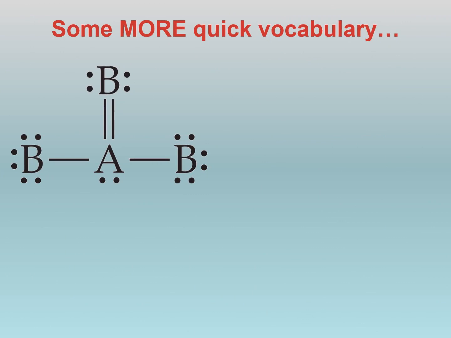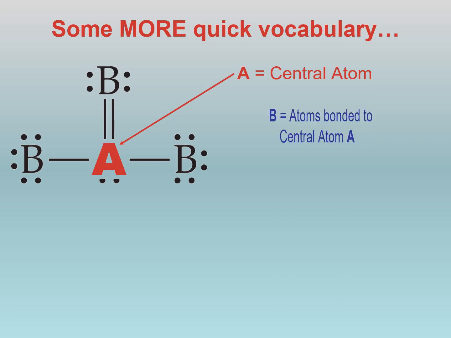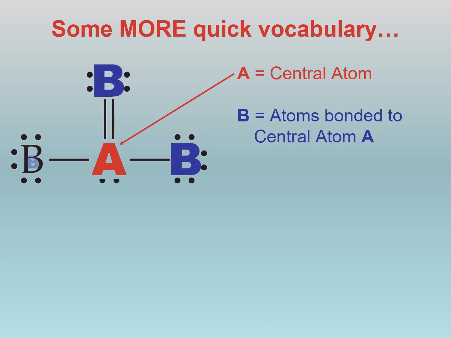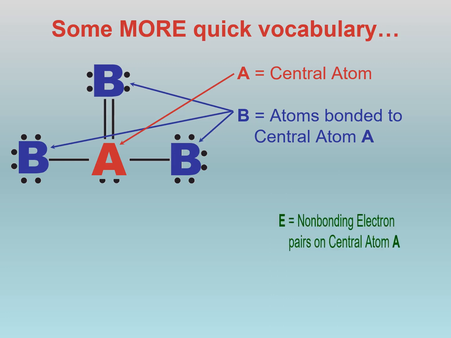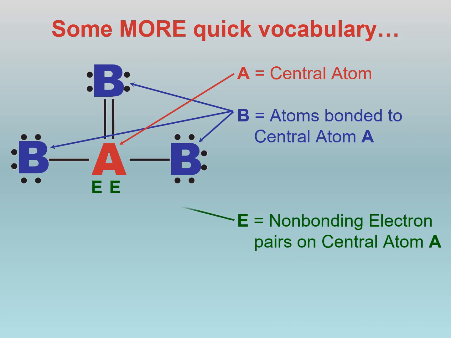Some more quick vocabulary. Central atom, in our terminology, we'll call that atom A. I call the atoms bonded to this satellite atoms, atoms B. They are the ones attached to the central atom. And then we talk about the non-bonding electron pairs. We're only talking about any item that's surrounding the central atom, anything around here. So 1, 2, 3, 4 different things.